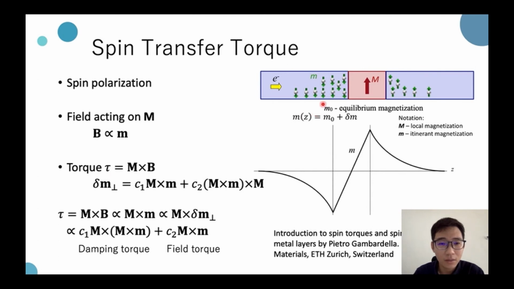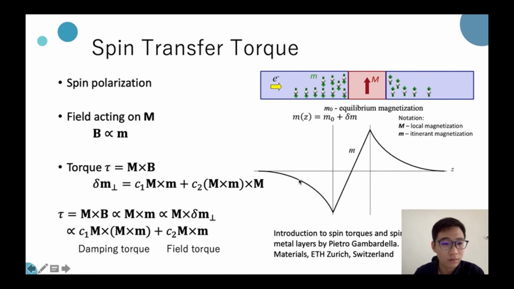This is because M0 is the equilibrium magnetization. It means that M0 is parallel to the capital M, and only the perpendicular component can cause torque. So we can separate the perpendicular delta M into two components, and we substitute this term into this equation. We can get that the torque can be separated into two components. The first one is damping torque. The second one is field torque.